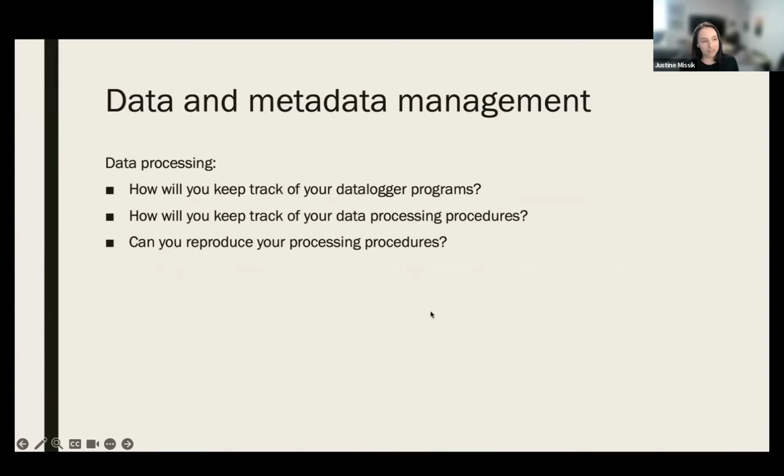And then going along with that, some things to consider when you're dealing with the data processing for your site. Consider how you're going to keep track of your data logger programs. Do you know when your data logger program might have changed, if it's been changed? And will you be able to tell which data logger program was running for which period of time?